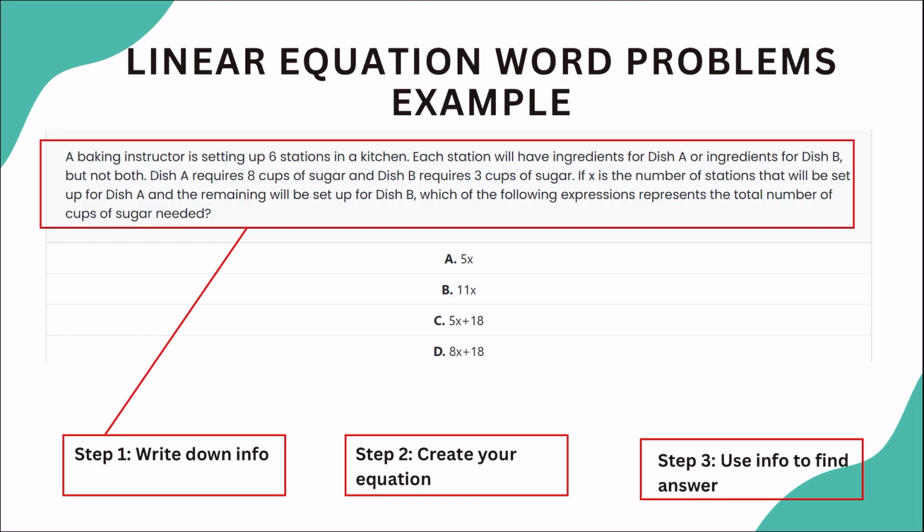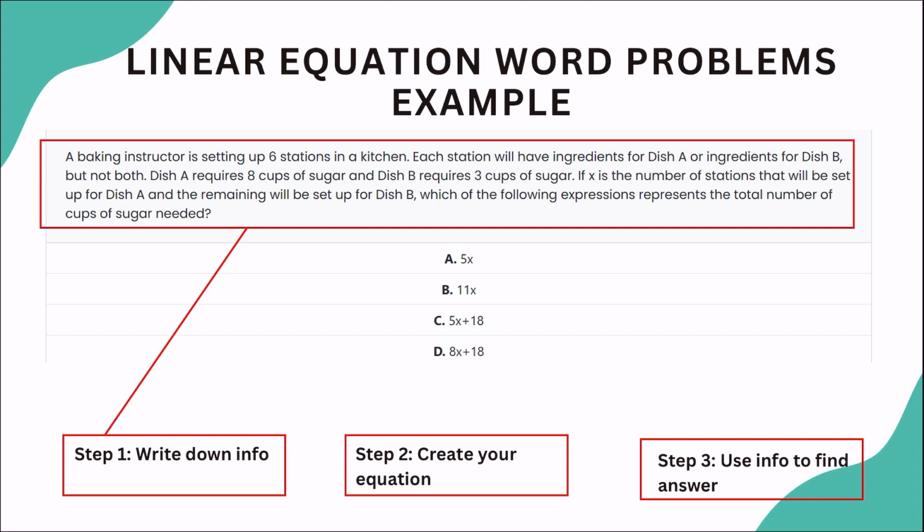So here's an example question. You see it's a brick of words, so we're thinking it's linear equation word problems. And as we read through, we'll see that it's asking us about an equation, so that will solidify it as this concept. It says a baking instructor is setting up 6 stations in a kitchen. Each station will have ingredients for dish A or ingredients for dish B, but not both. Dish A requires 8 cups of sugar, and dish B requires 3 cups of sugar. If x is the number of stations that will be set up for dish A, and the remaining will be set up for dish B, which of the following expressions represents the total number of cups of sugar needed?